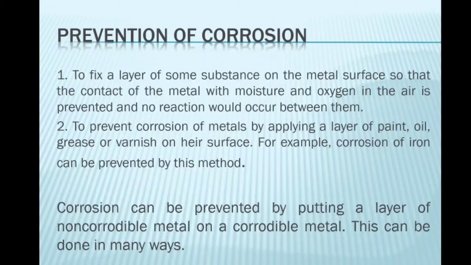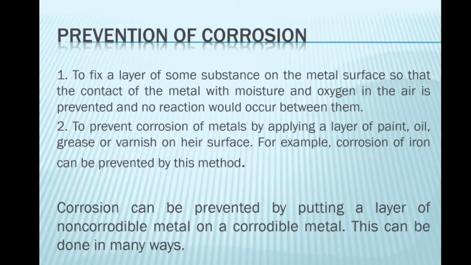Some of these methods are to fix a layer of some substance on the metal surface so that the contact of metal with moisture and oxygen in the air is prevented and no reaction would occur between them. Corrosion of metals can be prevented by applying a layer of paint, oil, grease or varnish on their surface. For example, corrosion of iron can be prevented by this method.